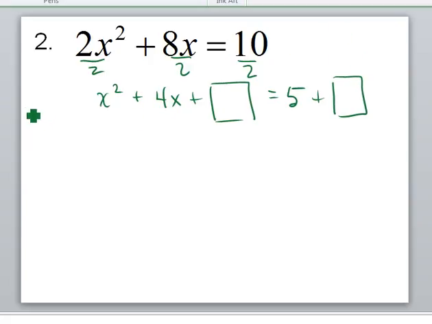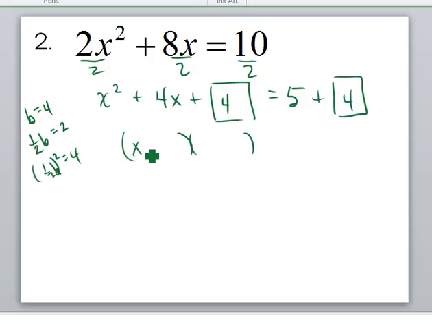What we're going to look at is our b term. Our b term is 4. Half of b is 2. And then we're going to square that, which gives us 4 again. So I'll put 4 in the box. This does factor. It gives me x plus 2 and x plus 2. 5 plus 4 is 9. You can write this as a single quantity squared. And then square root each side.